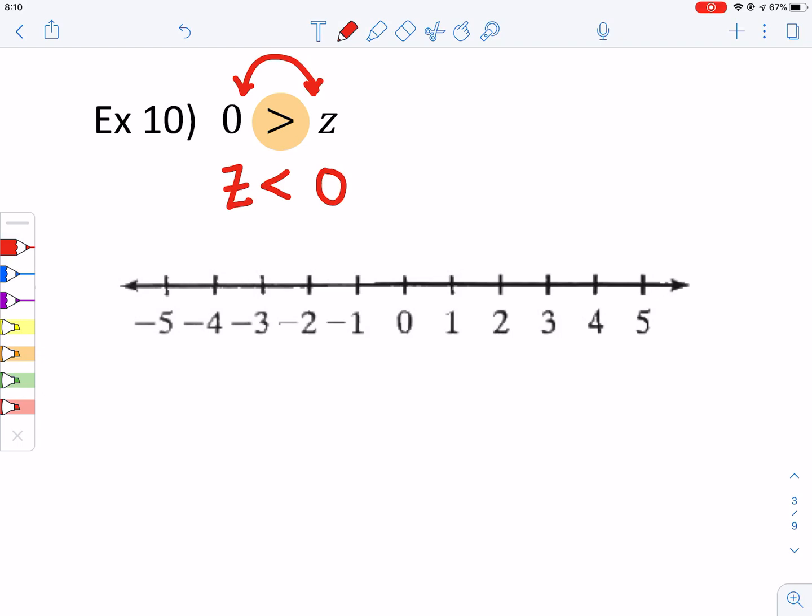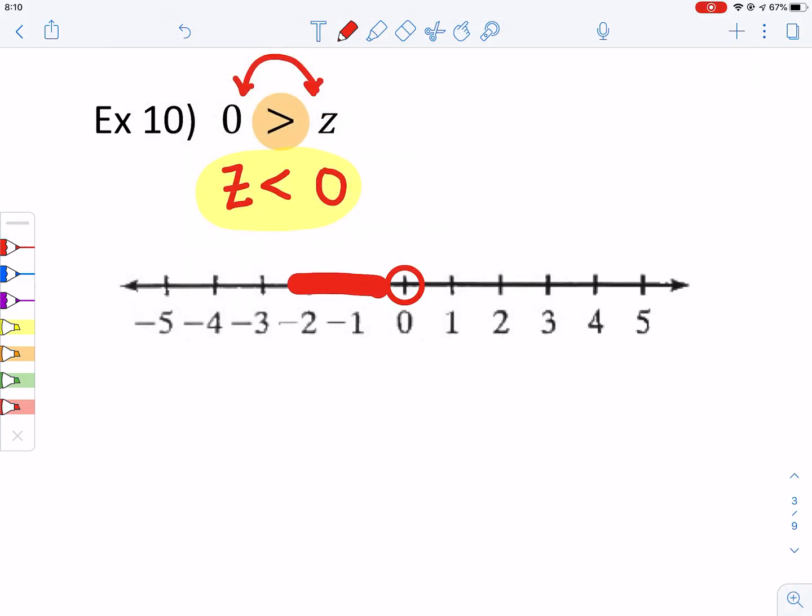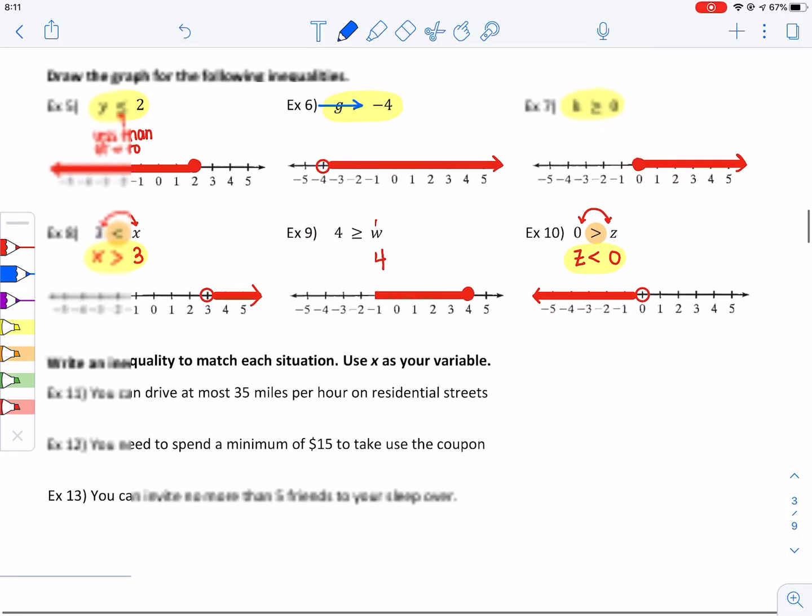Remember, if there is no line underneath it, do not color it in. So I need an open circle on 0 because I specifically need all numbers that are less than 0. If it's got to be less than 0, it cannot be equal to 0. It has to be smaller than 0. So if I want all numbers less than 0, I'm going to color it to the left, and you can use your arrow trick to remind you that we're shading to the left.